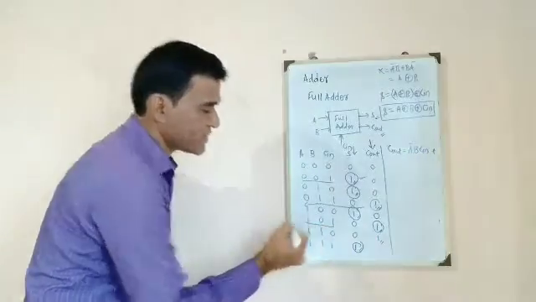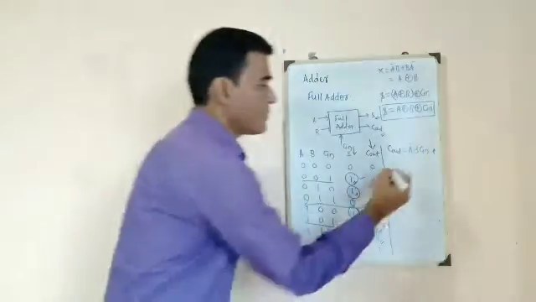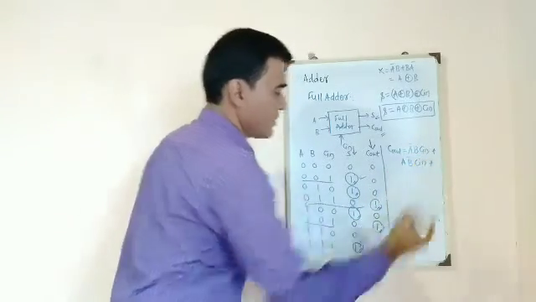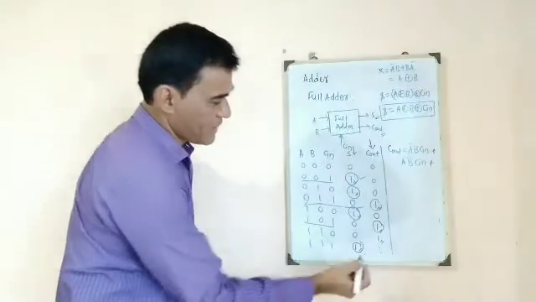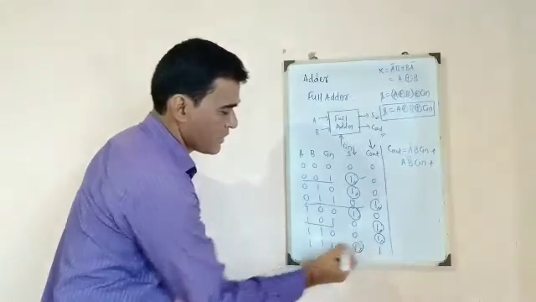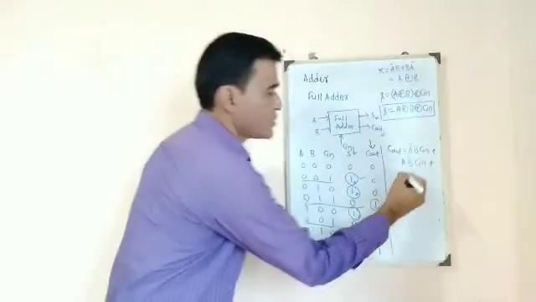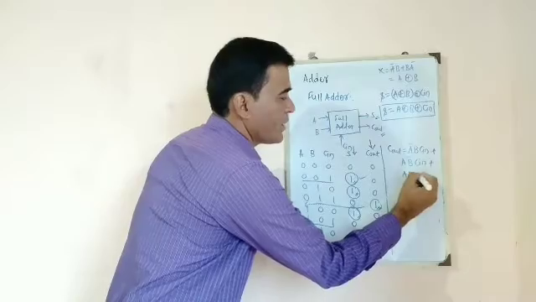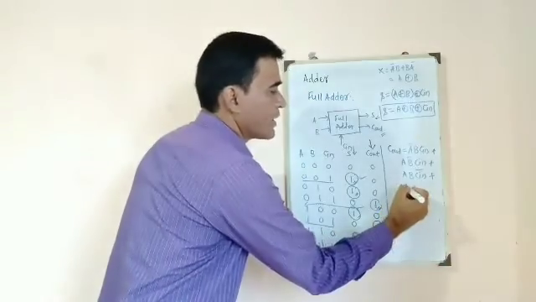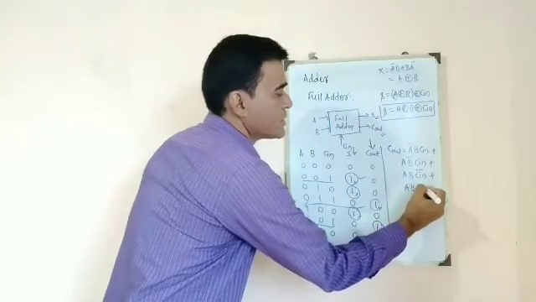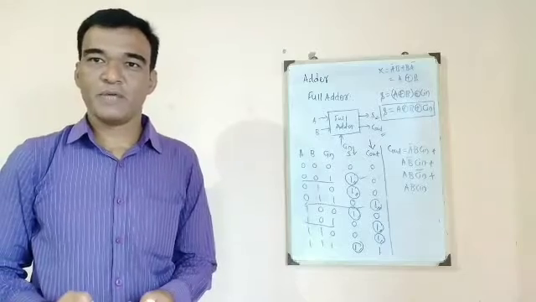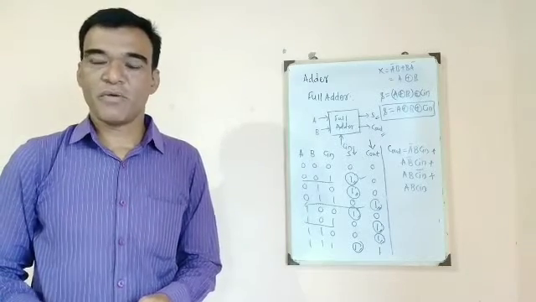For this, the input combination is 1 0 1. 1 0 1 means A B bar C in, plus the next one. Here we have one value, which is 1 1 0. For 1 1 0, you can write A B C in bar, and the last one is 1 1 1. I can write this as A B C in. This is the expression written from the truth table.